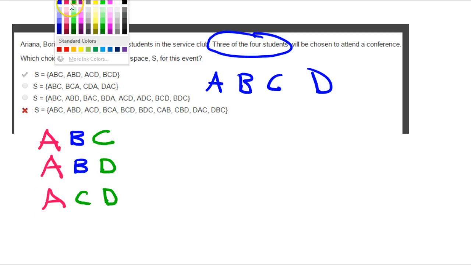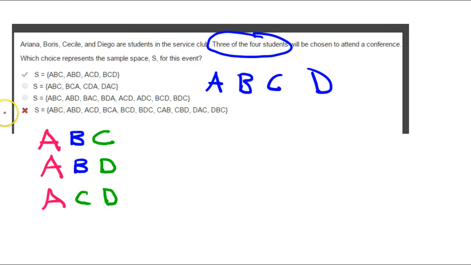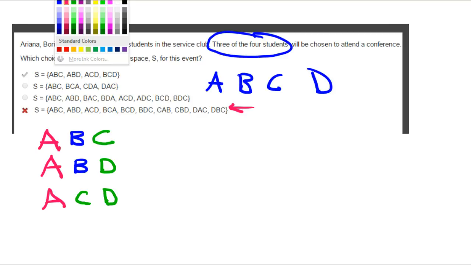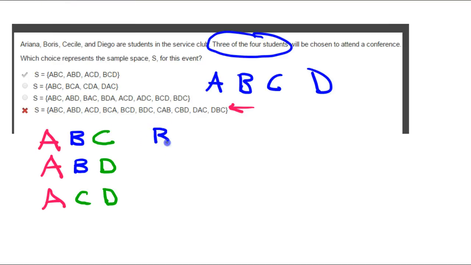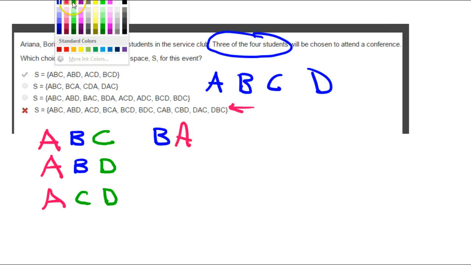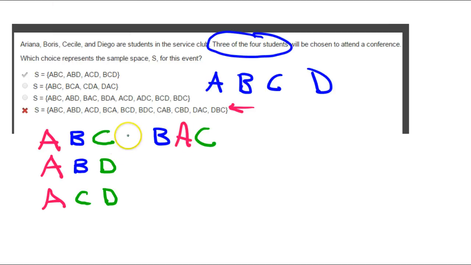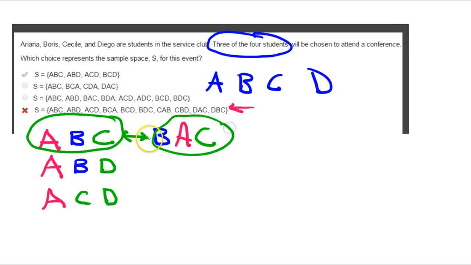Now notice, and this is the key to why you got this problem wrong, the order doesn't matter. If I rewrite this first one as B, and then A, and then C, these are the same. Alright, because we're just talking about groups of students that are being taken to a conference. The order has nothing to do with it. So group ABC and group BAC are the same 3 kids. So you would not list these separately.